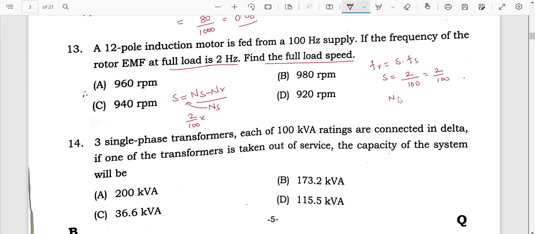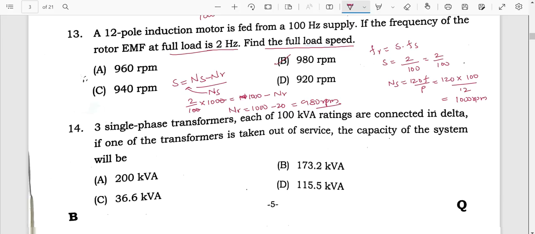What is the Ns value? Ns is equal to 120 f by P. It is nothing but 120 times the frequency, 100, divided by how many poles? There are 12 poles. So it is going to be 1000 rpm. So 2 by 100 is equal to (1000 minus Nr) by 1000. We have to find the value of Nr. The zeros get cancelled, giving 20. So Nr is equal to 1000 minus 20, which is 980 rpm. So B is the right answer for this question.